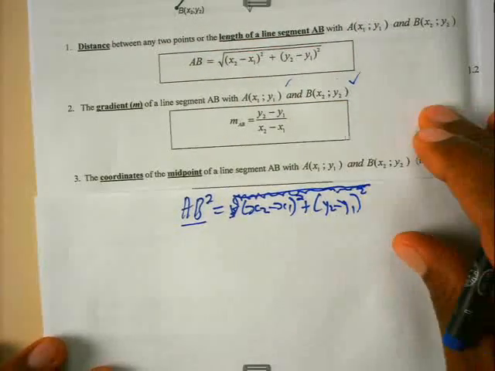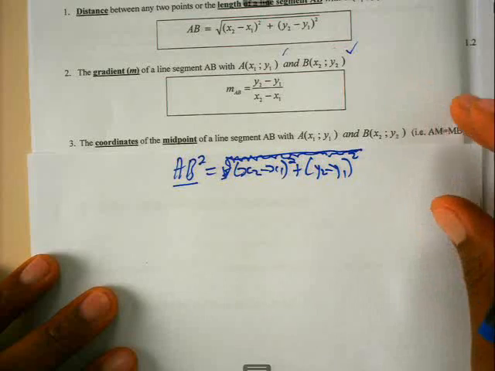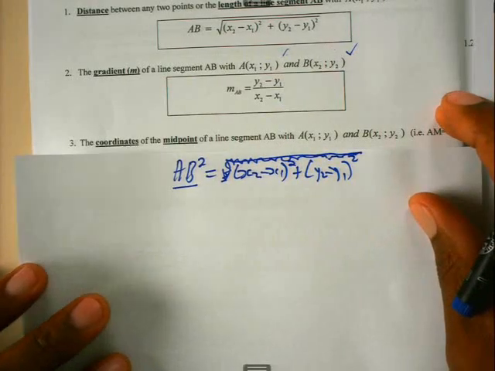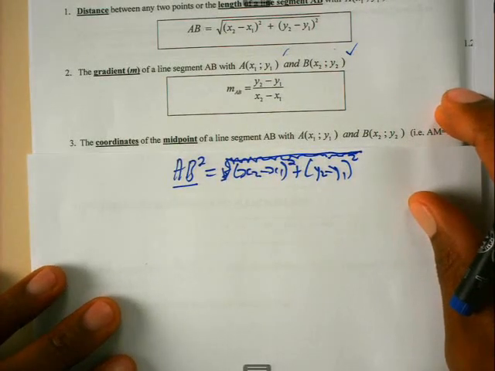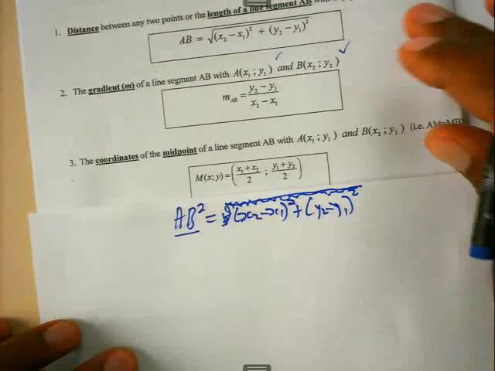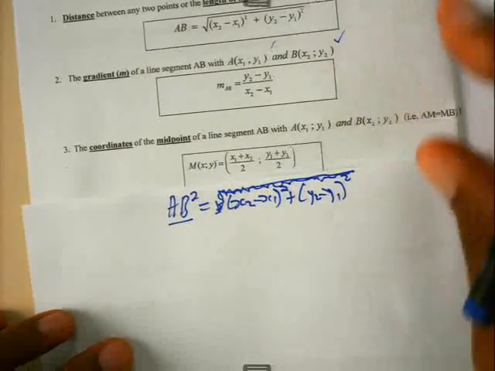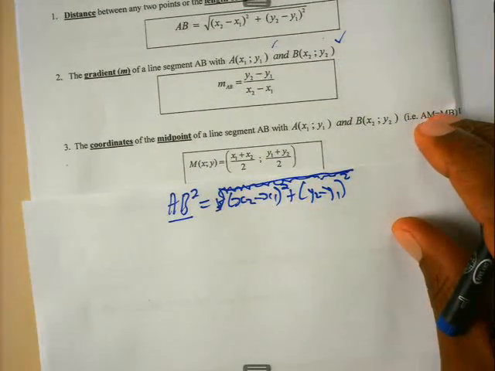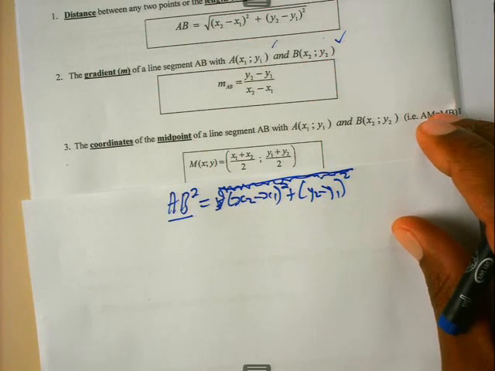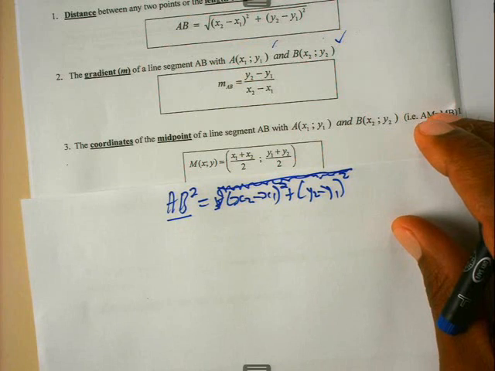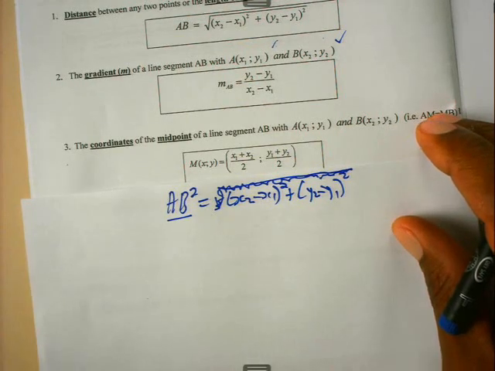Good. Now the third one, of course, will be the coordinates of the midpoint of the line segment AB. I believe that you still remember the formula there. Here's the formula: m is equal to (x1 plus x2) divided by 2, then (y1 plus y2) divided by 2. Of course, also on this one, the question can be asked in two ways.